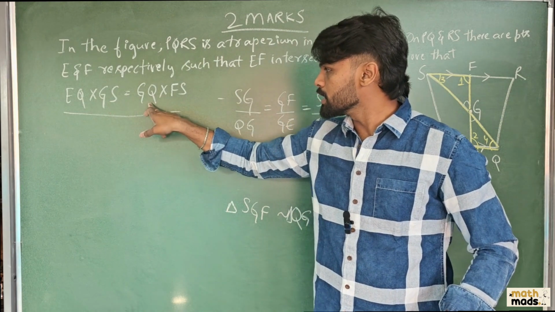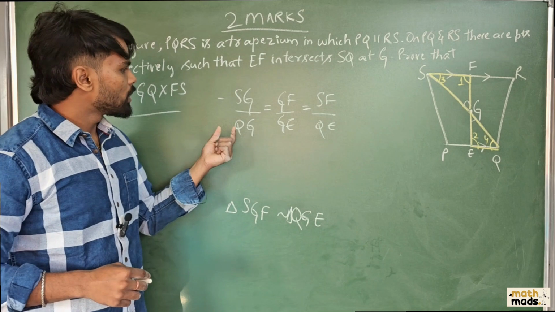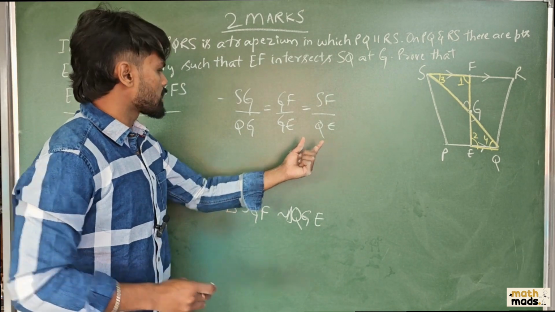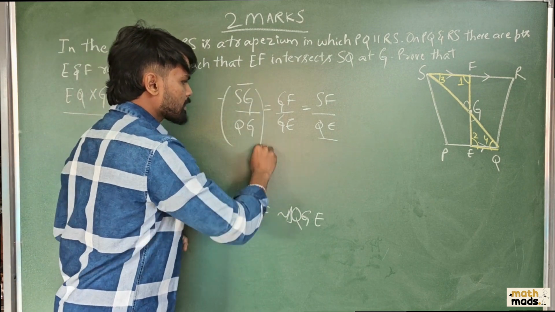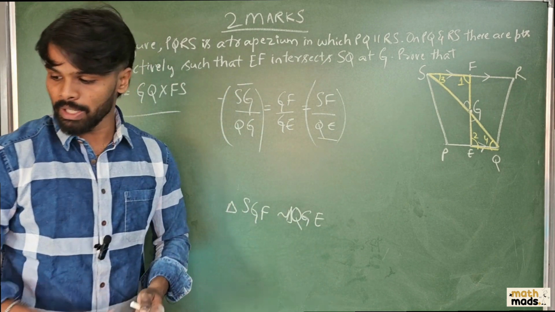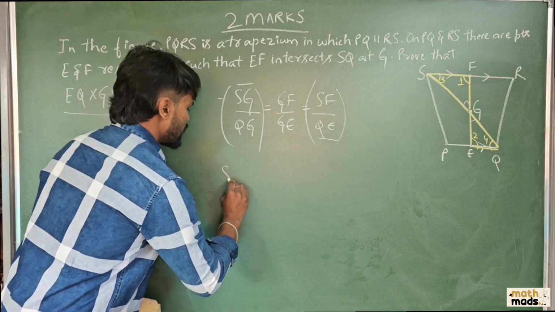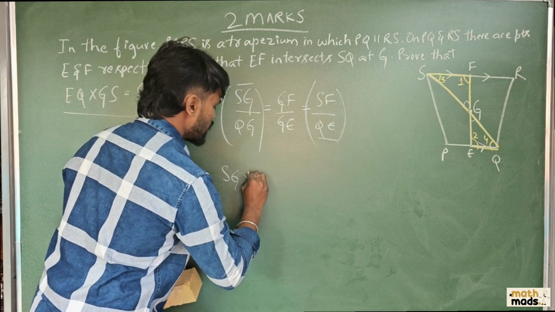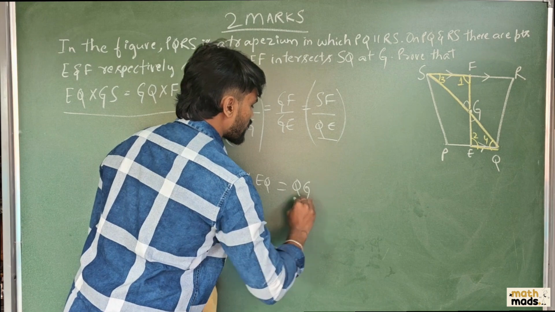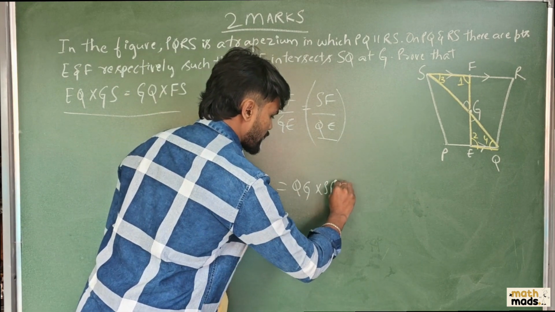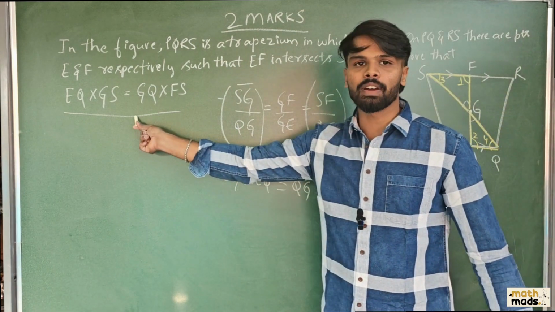Now, what we had to prove? EQ into GS, GQ into FS. Again, identify where it is. Where is EQ? EQ is here. EQ into GS. Okay. So EQ is here, GS is here. So let me consider this and this ratio. What will I get now? If I cross multiply both of them, I'll be getting SG into QE, or EQ, is equal to, what do I get here? QG, or GQ, into SF. Now for my verification, I'll just check whether this was the same thing required to prove.